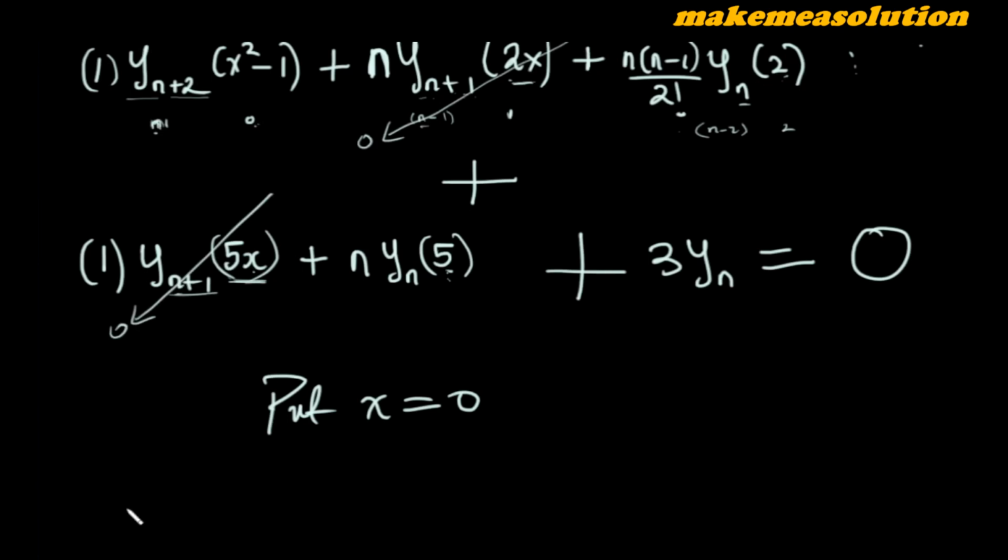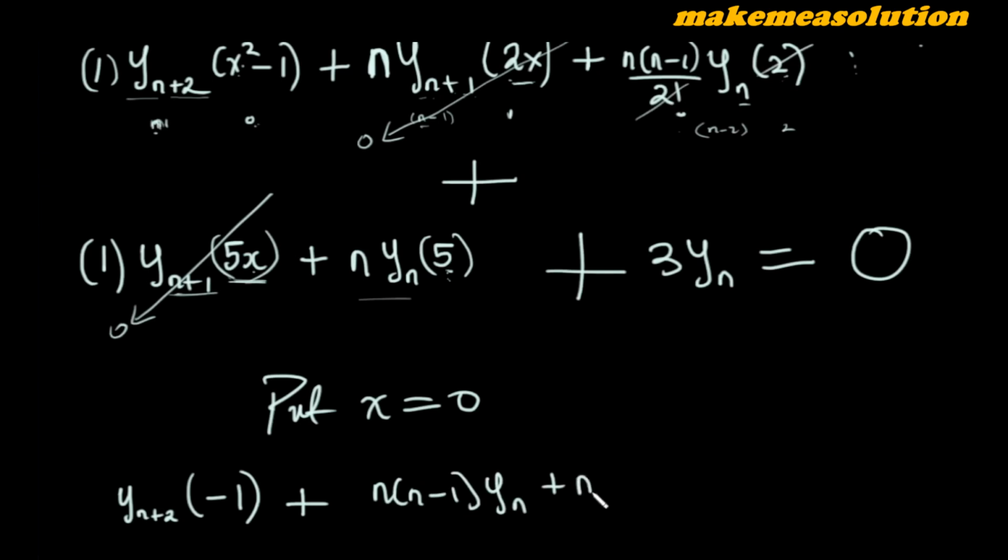1 times this is actually yn plus 2. There is actually an x here, so it will be 0 minus 1, which is minus 1. Take note, there's an x, so when you put x equal to 0, 0 minus 1 is minus 1, and plus, we now have 2 cancelling out, 2 factorial is 2. I'll just be left with n minus 1 yn. Then coming over to this term, I'll have plus 5 times this, which is 5n yn, then plus 3yn equal to 0.